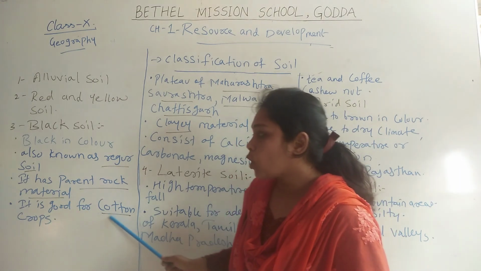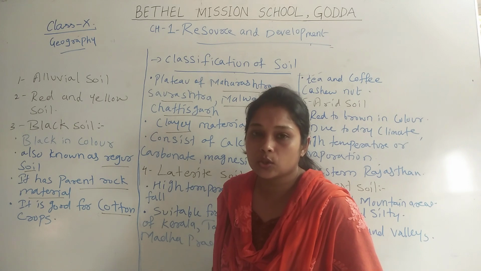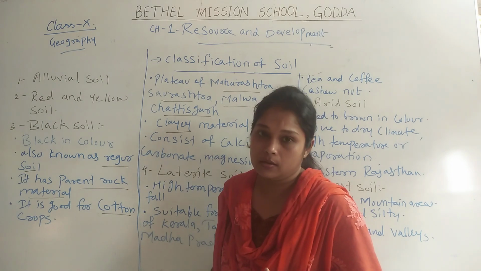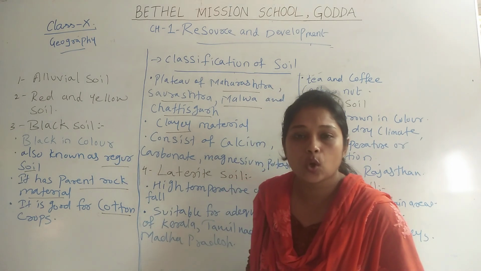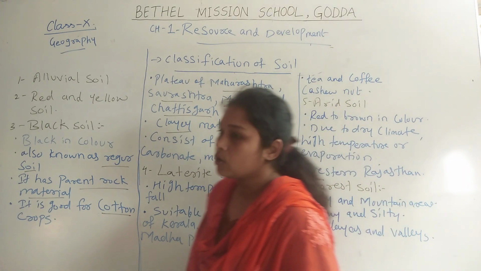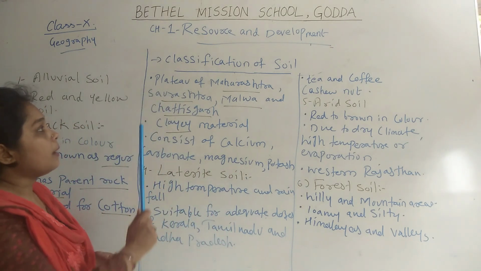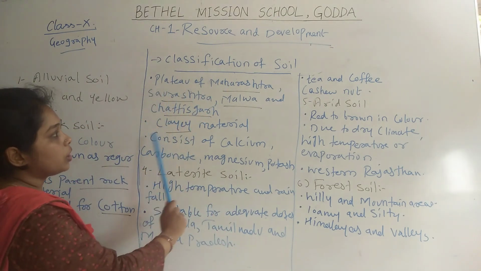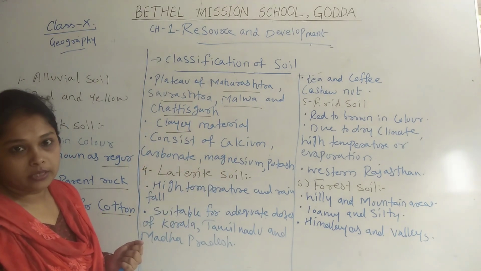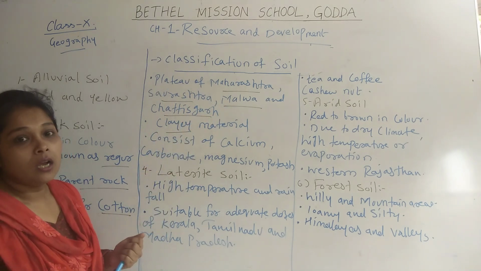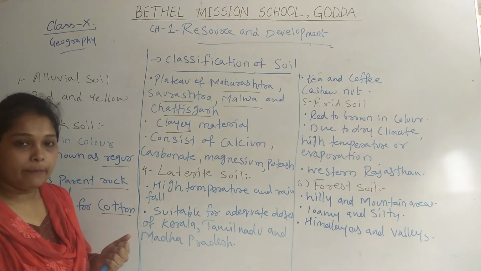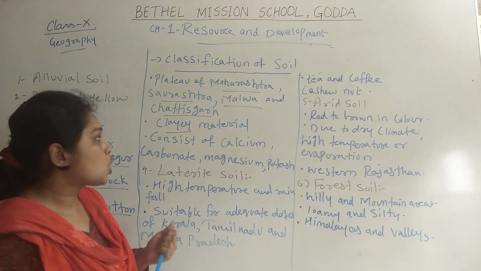Now, it is good for cotton crops. Black soil is good for growing cotton crops. That is why it is also known as cotton soil, because it is very favorable for growing cotton. In India, in the plateau of Maharashtra, Saurashtra, Malwa and Chhattisgarh, we can find black soil. That is why these particular places are cotton growing areas, because black soil is very favorable for growing cotton.